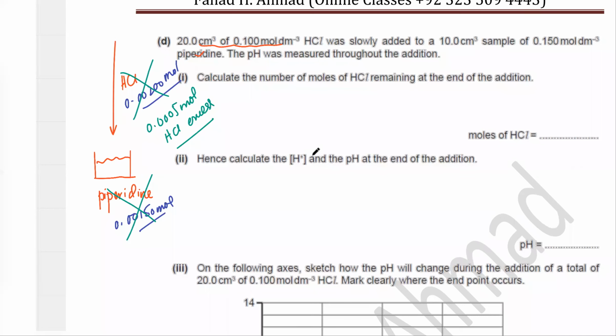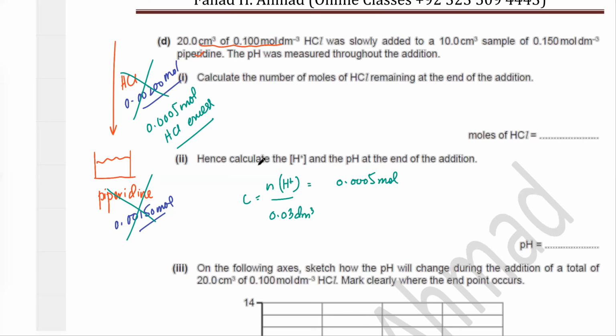So he's saying calculate the H+ concentration. We know how much HCl is left. HCl is a strong acid, so the H+ ions are going to have exactly the same moles, 0.0005 moles. And he's asking you to find the concentration of H+. The formula of concentration is moles divided by volume. What's the volume? 20 cm³ being mixed with 10 cm³, the end volume of this flask is going to be 30 cm³. So that's going to be 0.03 dm³.